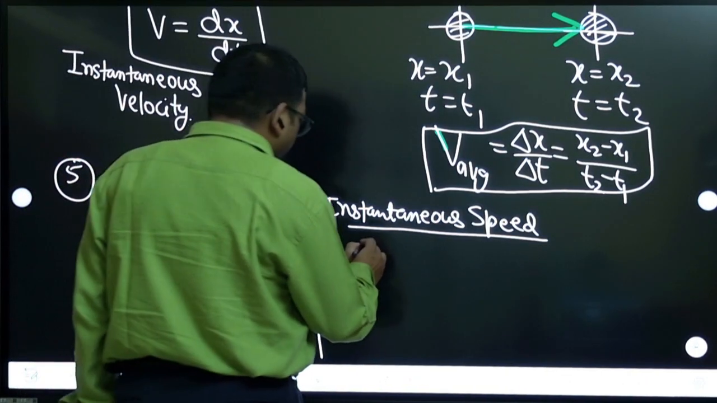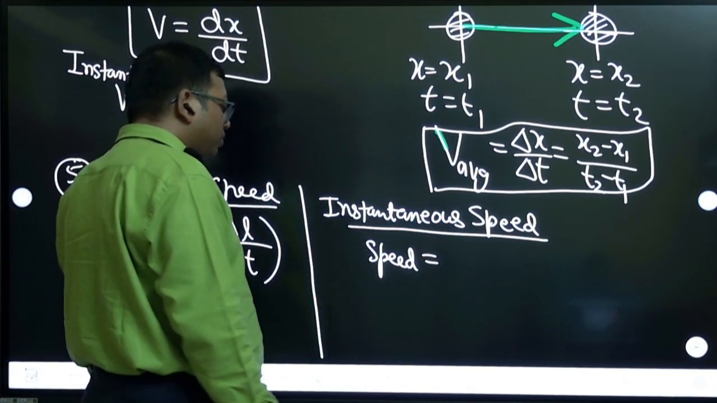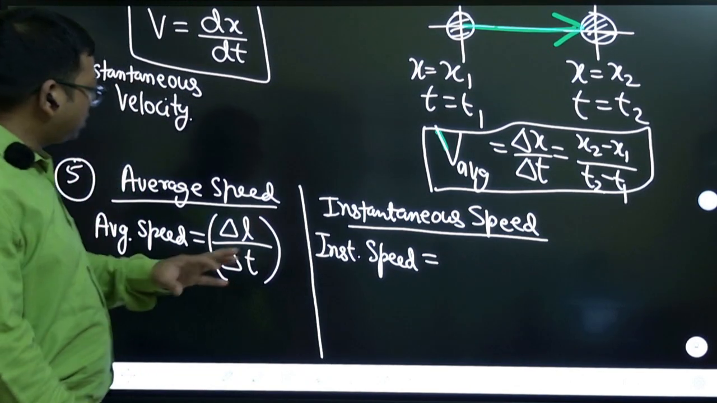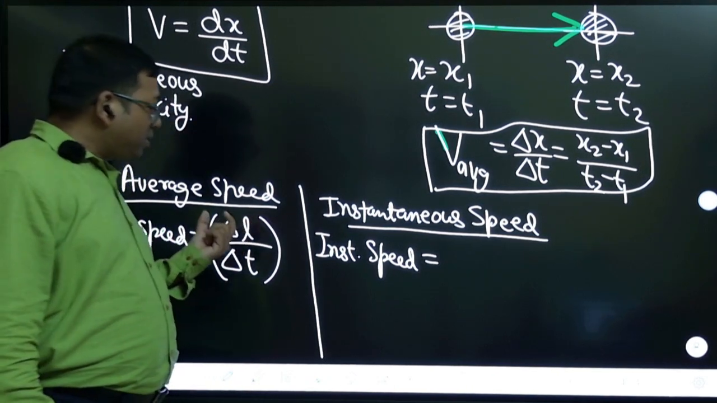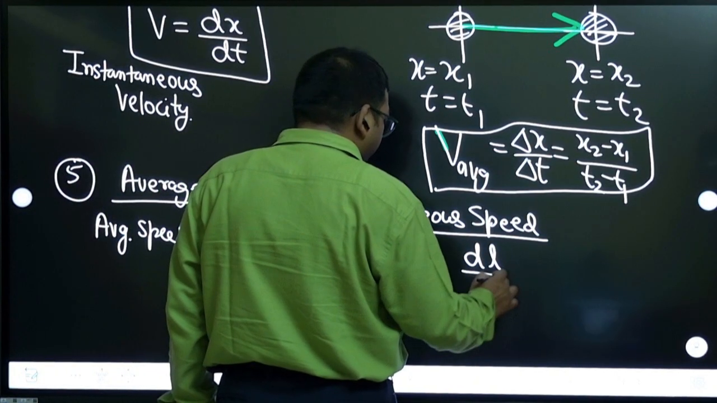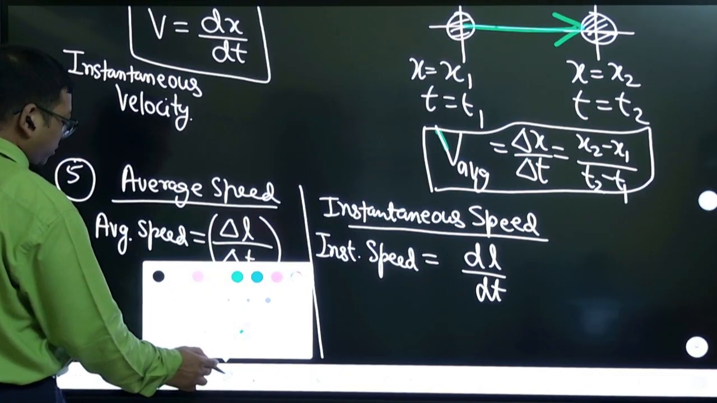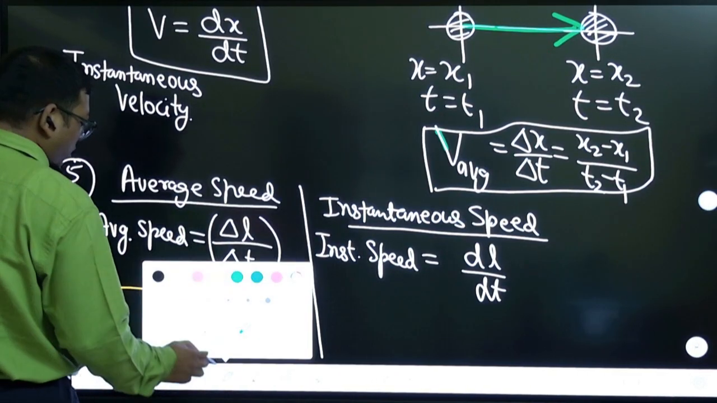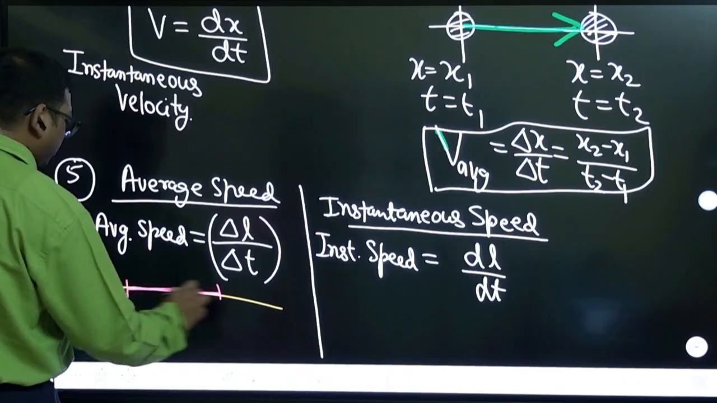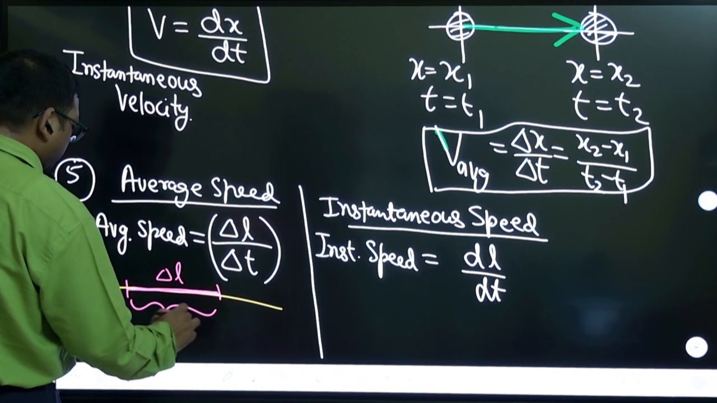Instantaneous speed I will simply write as speed. This speed is equal to, or if you want, let's write instantaneous. Instantaneous speed is equal to, this length will be at a given instant, so it is like differentiation, dl by dt. So the idea is very clear here. Suppose a body is moving. If the body has moved over an interval of time, then this is the length which it has moved, delta L, and in this time it has moved delta t.